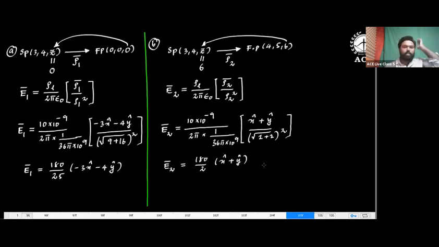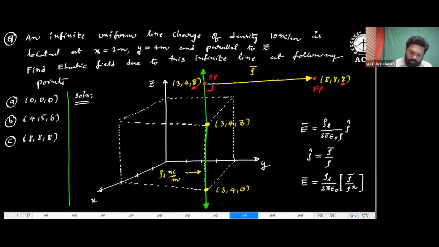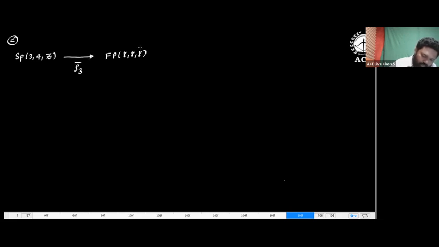Clear, beta? What is the third part of the question? Let us try to address that. What is the field point? 8, 8, 8. What is the source point? 3, 4, Z. I need a perpendicular distance. I'll call it rho 3 vector. To get a perpendicular distance, I must maintain the same Z value.